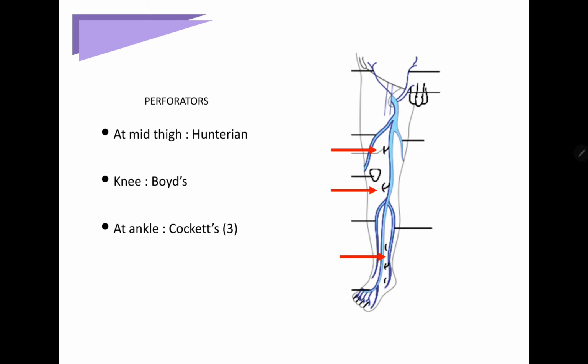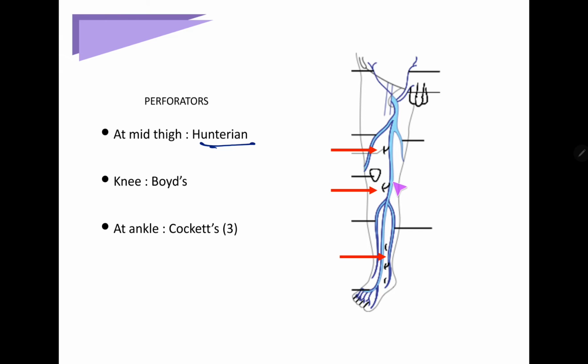Now the perforators play a significant role here for the great saphenous vein because they help in shunting a lot of blood into the deeper veins, right? So their locations are very important, especially for surgeons when they are performing surgeries on the long saphenous vein. At the mid thigh, that is within the Hunterian canal, there is a perforator which drains the great saphenous vein blood into the femoral vein. That perforator is called the Hunterian perforator.